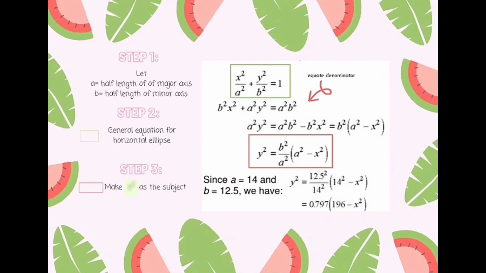And then the last step is we can form the equation by making y squared the subject, since the watermelon is a horizontal ellipsoid, therefore it rotates 360 degrees about the x-axis. Then you can look at the calculation steps where we equate the denominator to get y squared as the subject. Then we can substitute the value of A, which is 14, and the value of B, which is 12.5, which I get from dividing the major axis and the minor axis by 2.